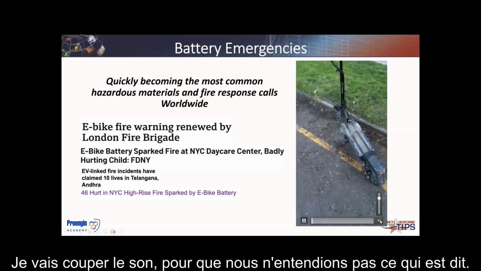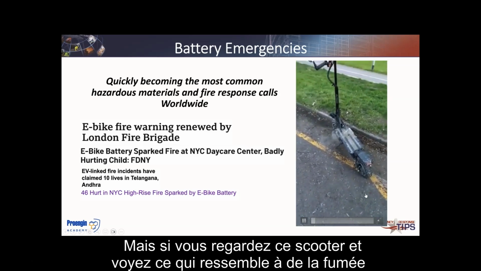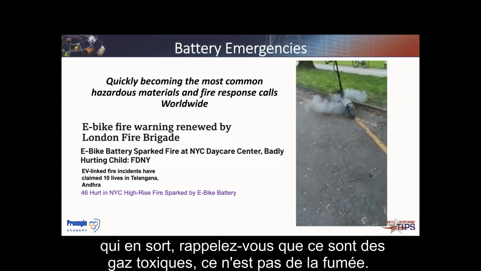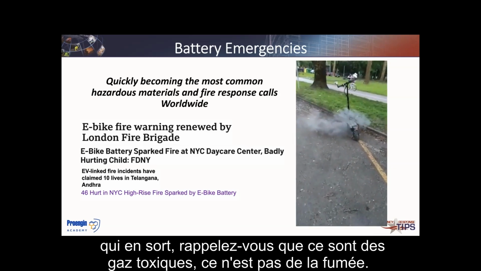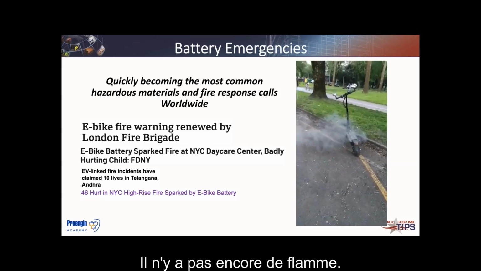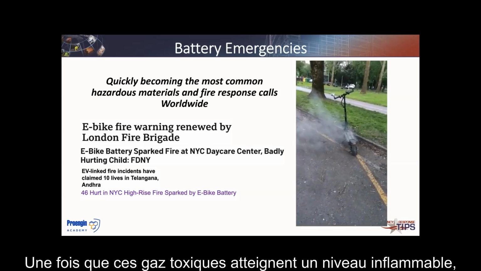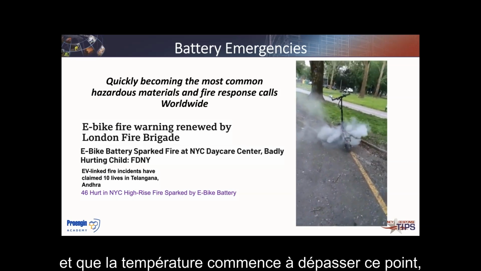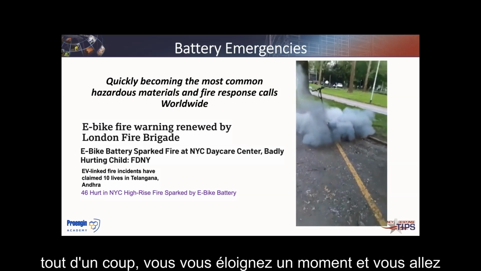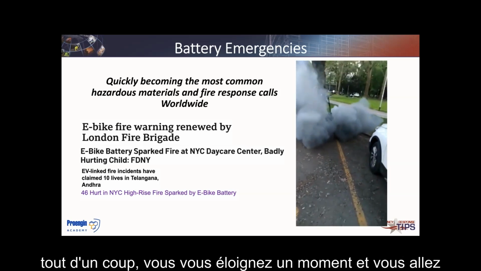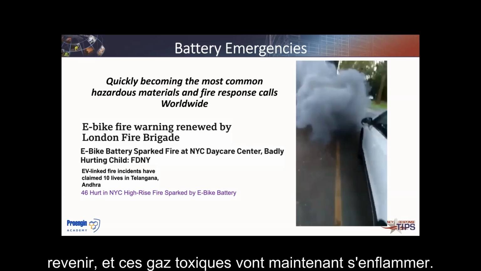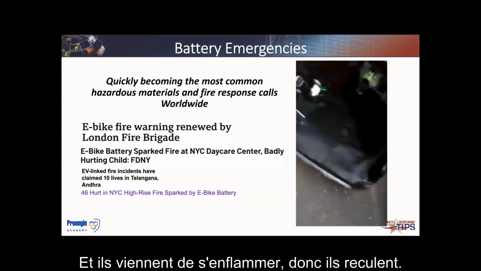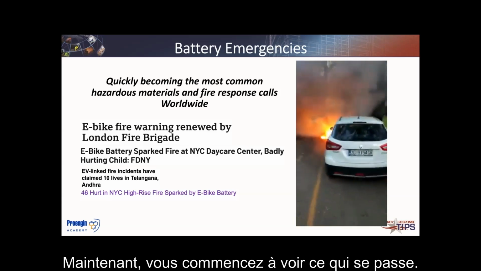So I'm gonna turn the sound off so we don't hear what it's saying. But if you start looking at this scooter going off and you see what looks like smoke coming out, just remember that's the toxic gases, that's not smoke. There is no flame yet. Once we get to the point where those toxic gases start reaching the flammable point and then the temperature starts to exceed, all of a sudden you'll go away for a moment and you'll come back, and as these toxic gases are now going to ignite. And so they've just ignited, so they pan back. Now you start to see what's happening.